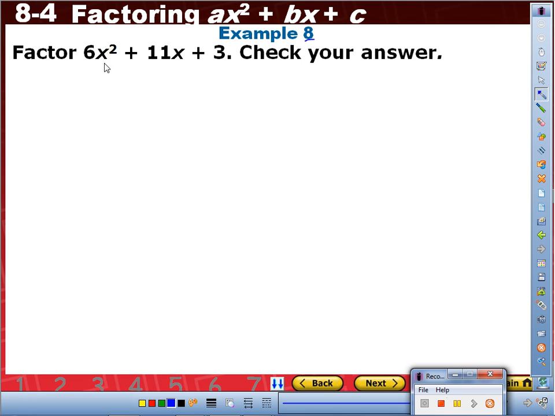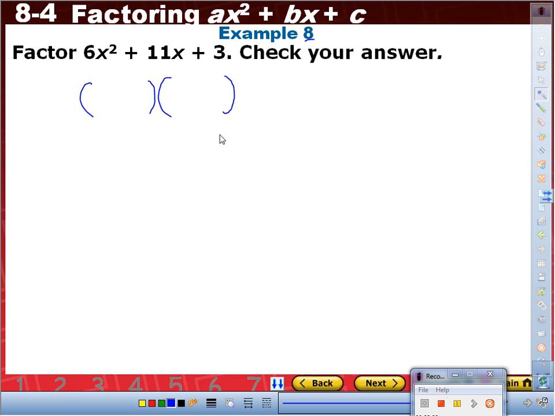Do I have a GCF? No. Open to parentheses. I cannot factor this one, so I go straight to power rangers. My middle term is 11. That's my sum. My product now is 3 times 6. That's what? 18. Hands if you got up to right there by yourself. Good. Don't forget about multiplying the first leading coefficient times the last. Factors of 18 are 1 times 18, 2 times 9, and 3 times 6.